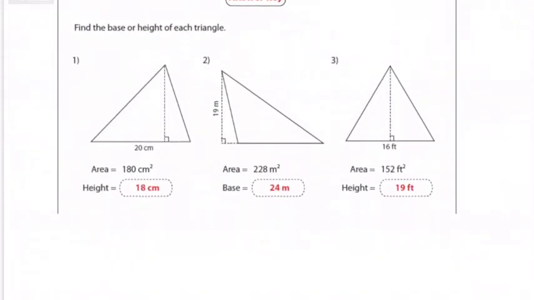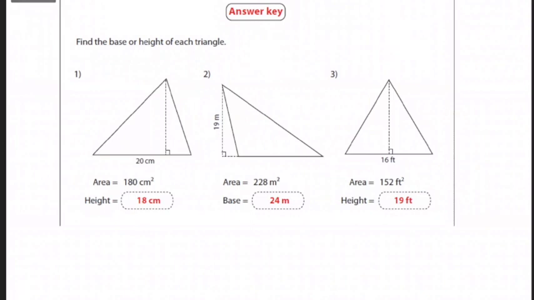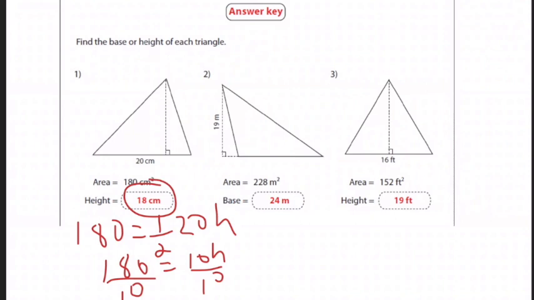Okay, so the answers are, for the first one, 18. I'll just quickly show you what the formula would have been for this one. So it's area, which is 180, equals 1/2. We know the base is 20 times the height. So I'm going to just do this one for you. So we don't know what the height is. So it's half of 20, which is 10. So 180 equals 10h. Divide by 10, divide by 10. So the height is 18 centimeters. Okay, I'm almost done.